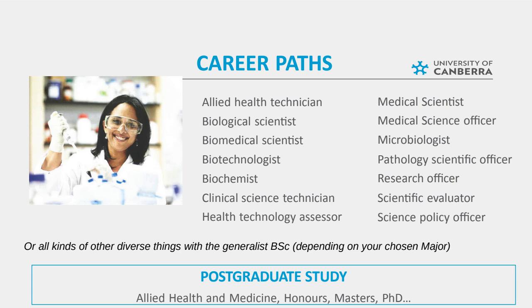So some of these career paths here: allied health technician, biological scientist, biomed scientist, biotechnologist, science policy officer as well, research officer. There are many, many different paths that you can follow. They're not all listed here, of course, but it's just a matter of talking to us as well. And also, if you want to follow a postgraduate path, you can do honors, you can do masters, you can do a PhD.